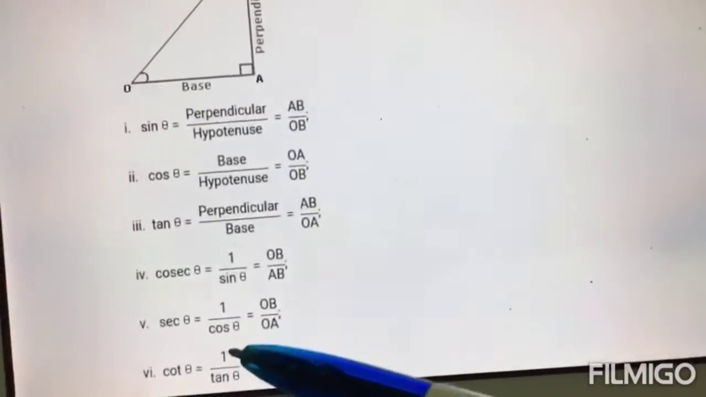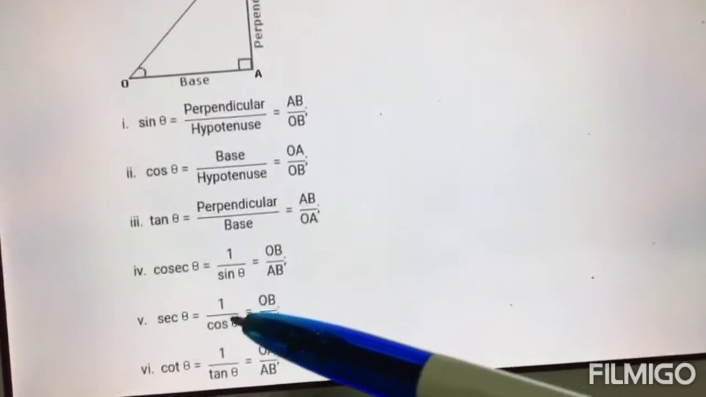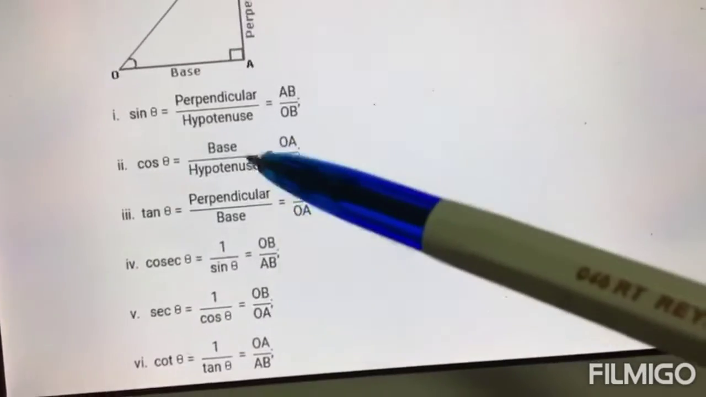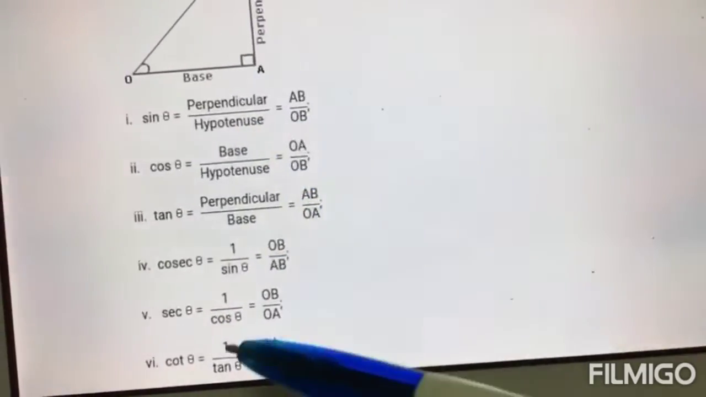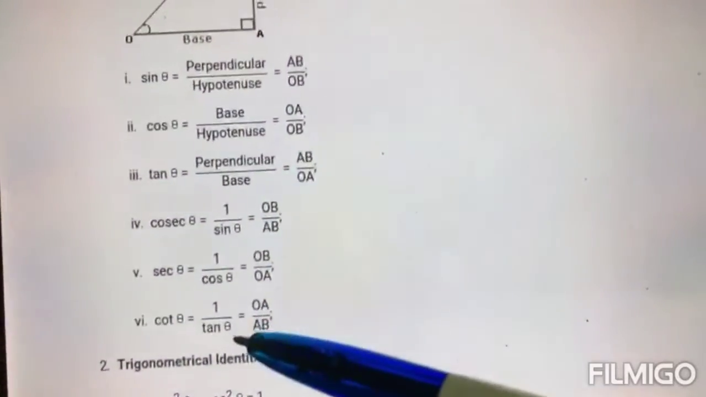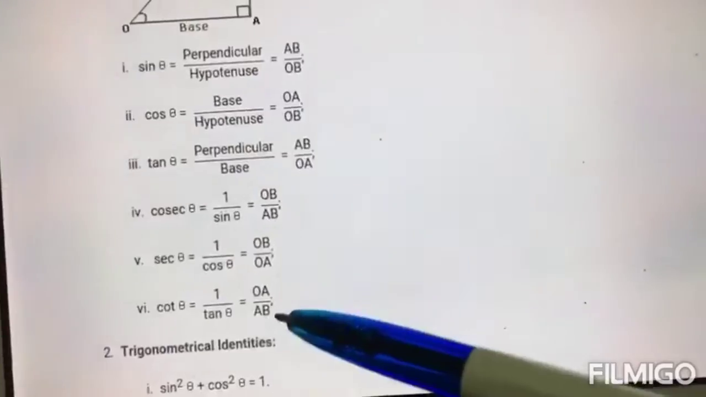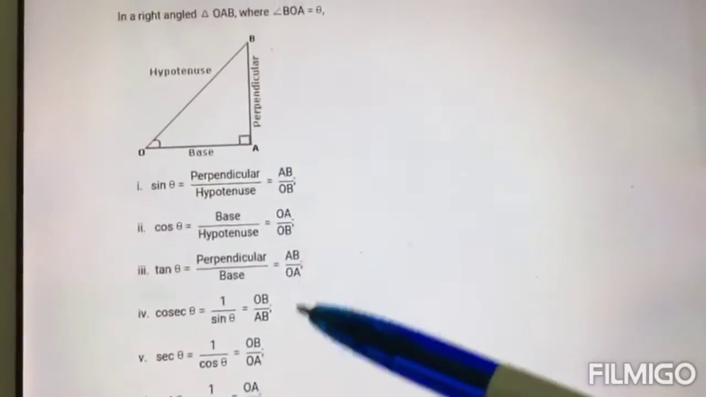Similarly, sec theta is the inverse of cos theta, which is 1 by cos theta. Simply the inverse of this, it would be hypotenuse divided by base. And cot theta is the inverse of tan theta, which is 1 by tan theta, and it's the inverse of this, that is base divided by perpendicular. You have to memorize the formula, okay?